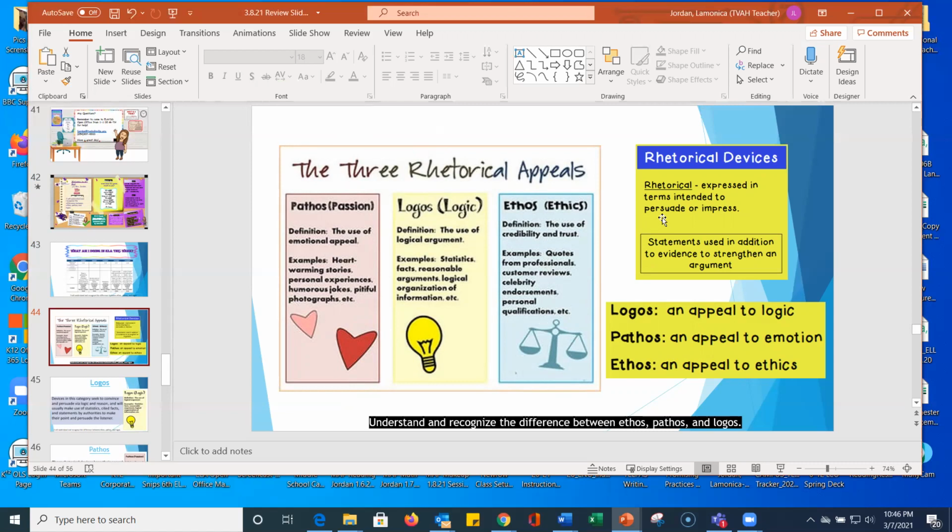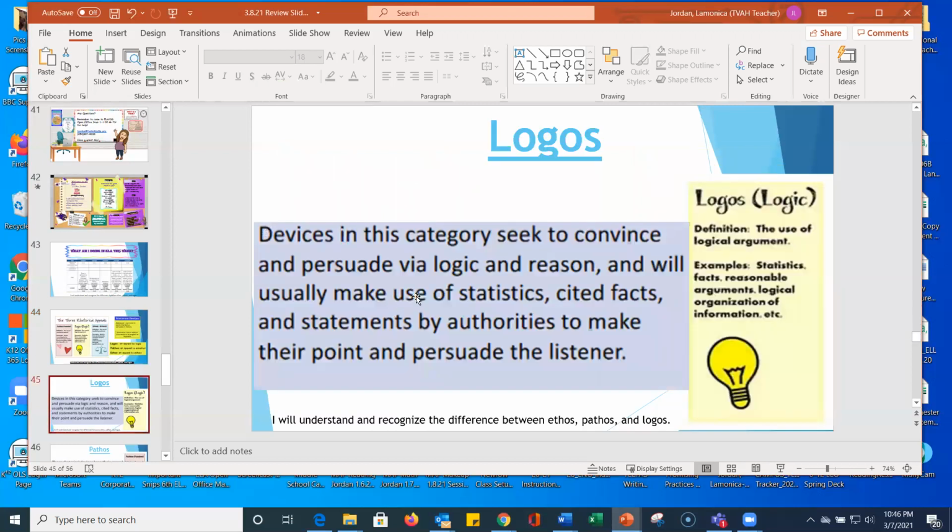All right, a rhetorical expression in terms: a statement used in addition to evidence to strengthen an argument. So logos is an appeal to logic, pathos an appeal to emotion, and ethos an appeal to ethics. Let's look at one at a time. Logos: devices in this category seek to convince and persuade via logic and reasoning, and will usually use statistics, cited facts, and statements by authorities to make their point and persuade their listener.